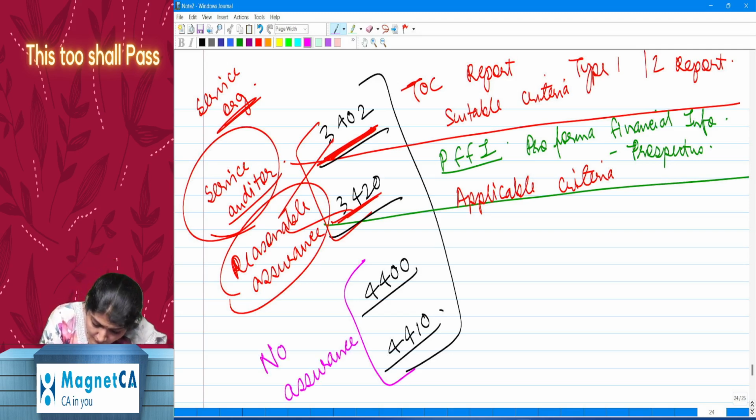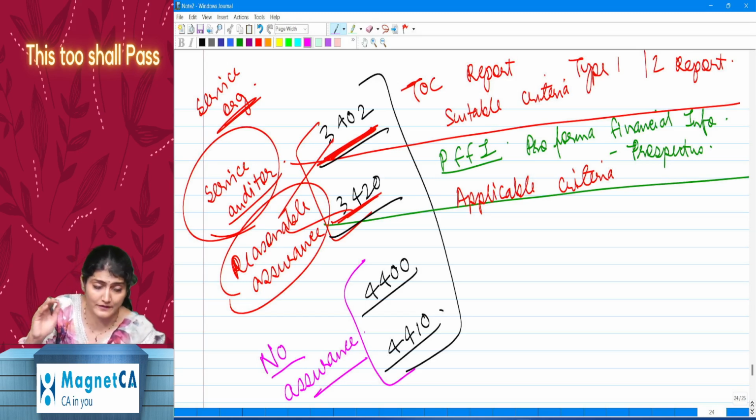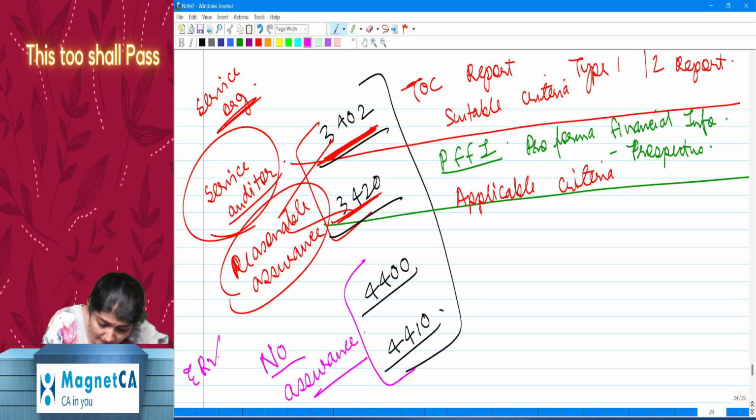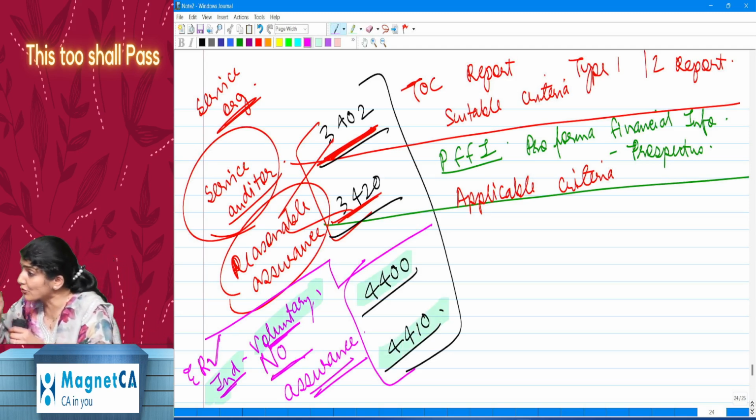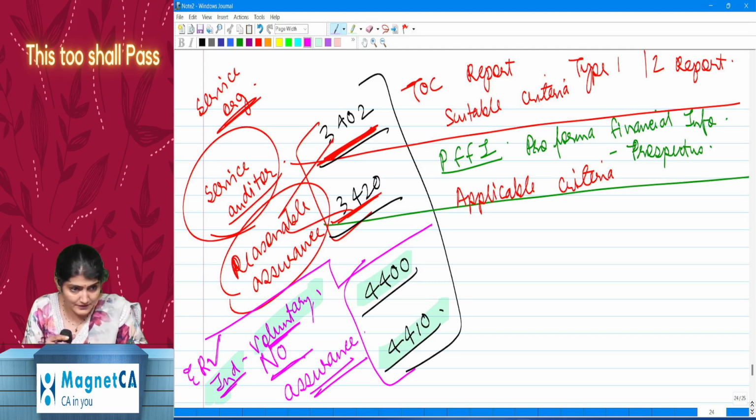And there it is no assurance, right? It is neither an audit nor a review, no assurance is given. Do you need to comply with the ethical requirements? Yes. Independence is voluntary. Why is it voluntary in case of related services engagement? Because no assurance. You are required to be independent when you form an opinion; here you are not giving any opinion. You are saying no assurance, neither an audit nor a review. No assurance is being given.